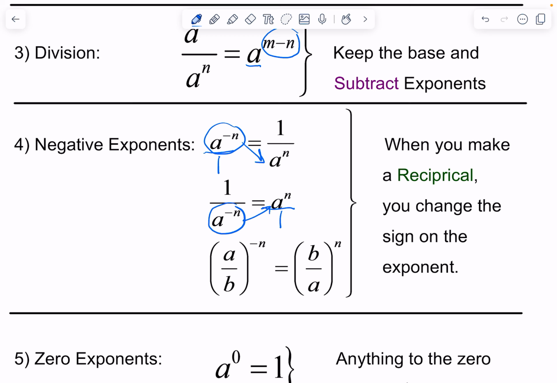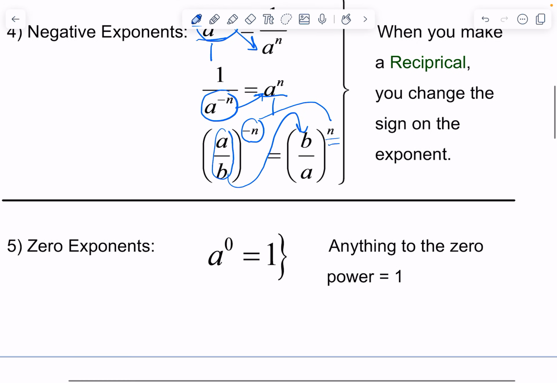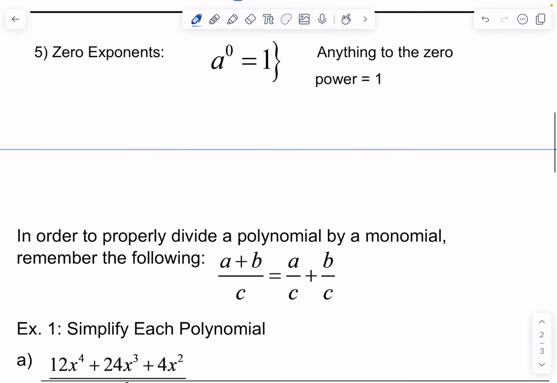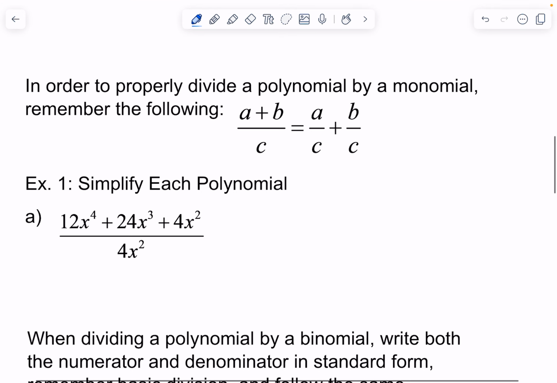And when you have a fraction as a monomial being raised to a negative power, you can reciprocate the inside, flip it, and the signs will change. And anything to the zero power will always equal 1. Now that we have that little review out of the way, let's talk about what I call the distributive property of monomials.